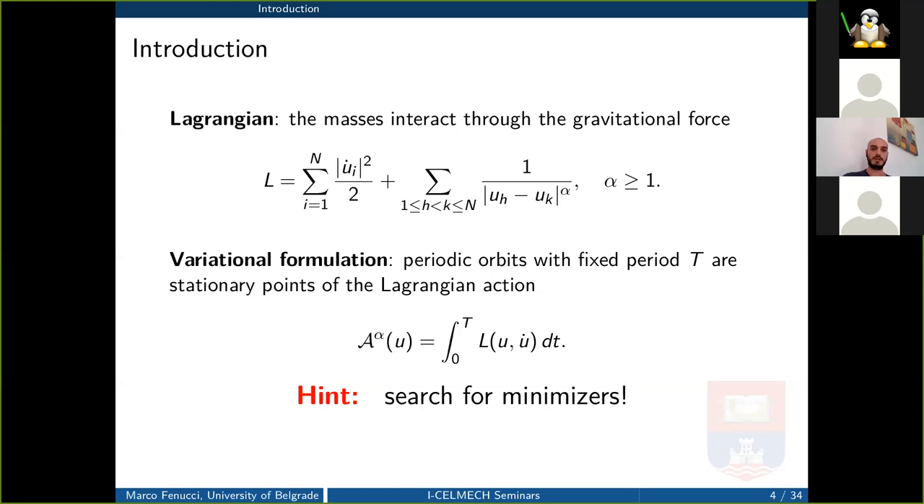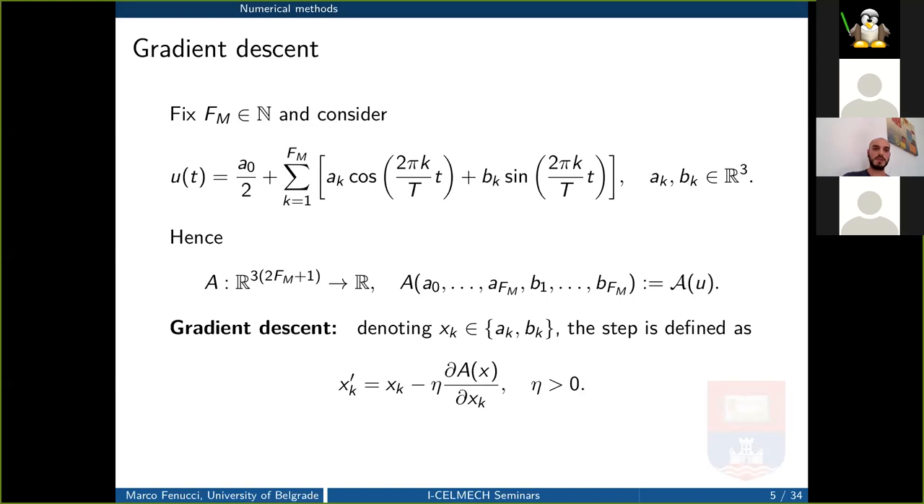Now we'll skip to numerical methods that are useful to find these orbits. Since we want to search for minimizers, the simplest method to search for a minimizer is the gradient method. In the gradient method, we in general have a function, and we start from a first guess, and then we start to follow the maximum descent direction, which is minus the gradient, for example. This is minus the gradient.